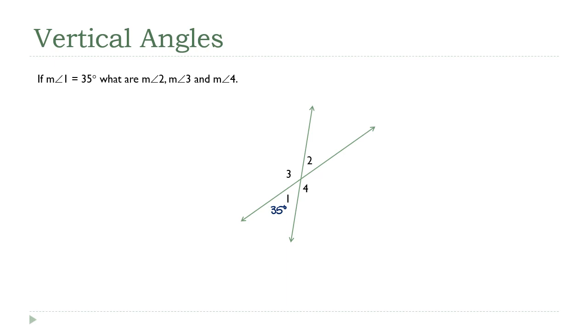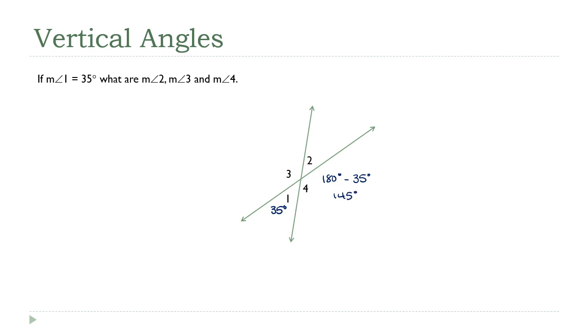Right, well, if you look at angle 1 and angle 4, those angles together make a straight line. And the measure of a straight line is 180 degrees, straight angle, if you will. So those two angles have to be supplementary. That tells me angle 4 is going to be 180 degrees minus 35 degrees, which is 145 degrees.